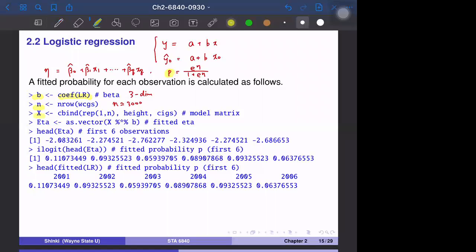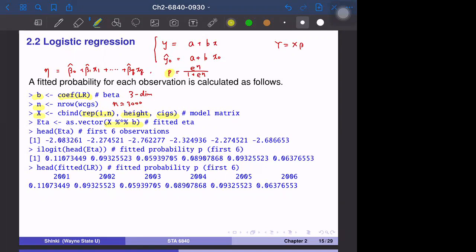Then we prepare the model matrix. Remember that y was x beta, and it's the same for the logistic regression case. Maybe y is replaced by eta, but the x beta part is the same. So we have to define x. The first column is the intercept, so we repeat 1 n times. The second variable is height, and the third variable is cigarettes, CIGS. Then we calculate x times beta, x times b in this notation.